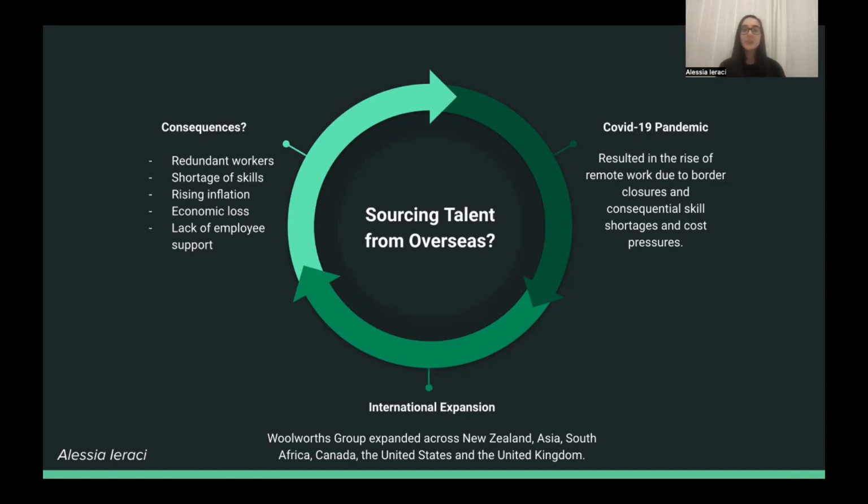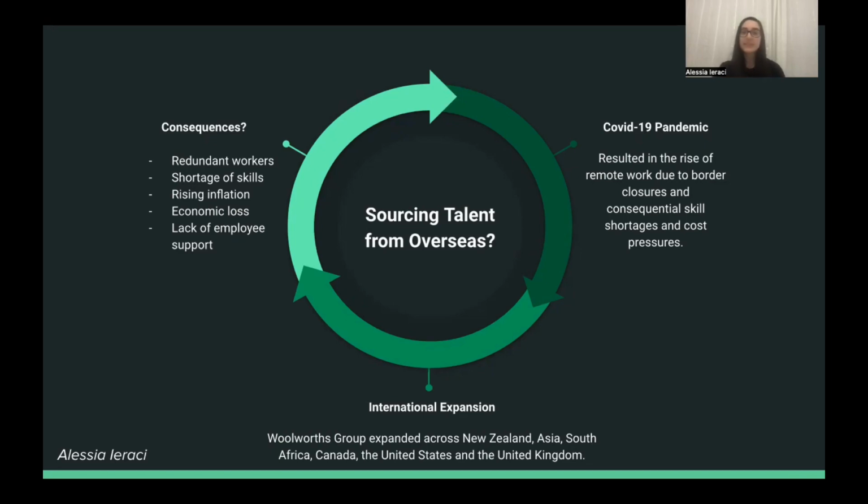The pandemic led to a skill shortage in Australia, where companies such as the Woolworths Group were forced to look beyond national borders to attract talent internationally. Cost pressures also impacted the global mobility sector of the Woolworths Group and forced them to restructure their processes and strategies to avoid financial loss.